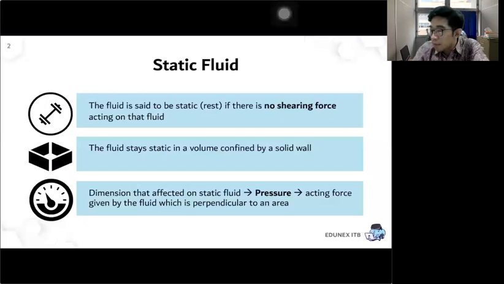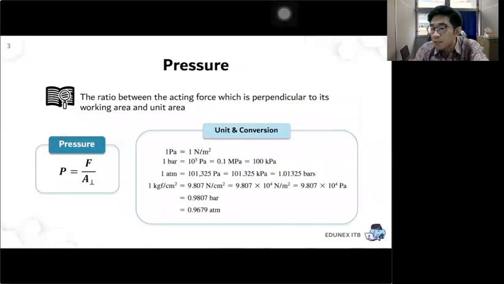Please remember that pressure is force divided by area. It means in a static fluid, pressure will be the force given by the fluid perpendicular to the area. What kind of area? This is the area of the wall. So how do we calculate the pressure? Just divide the force from the fluid by the area of the solid wall that is perpendicular to the direction of the force.